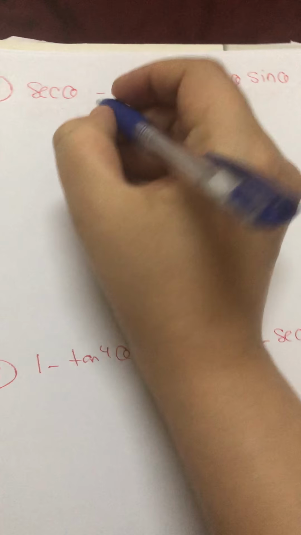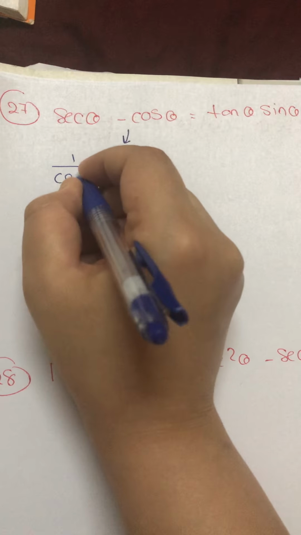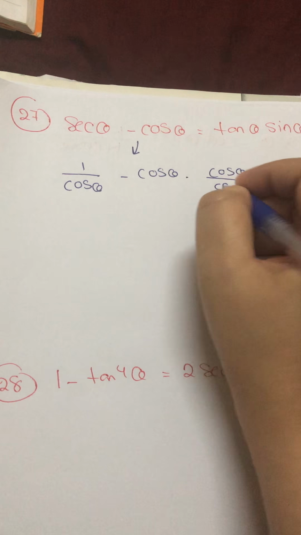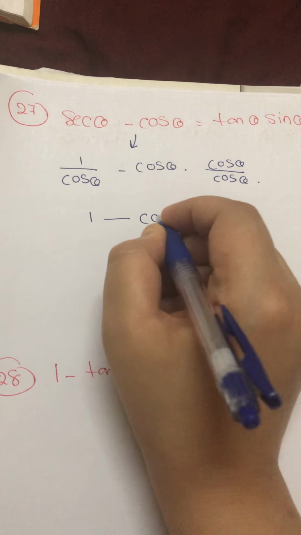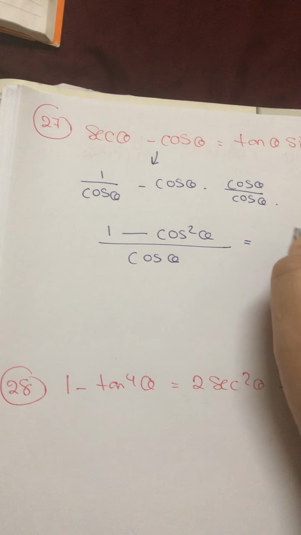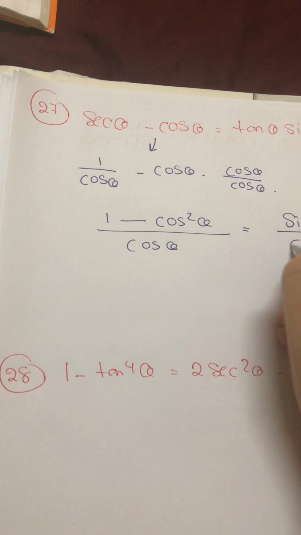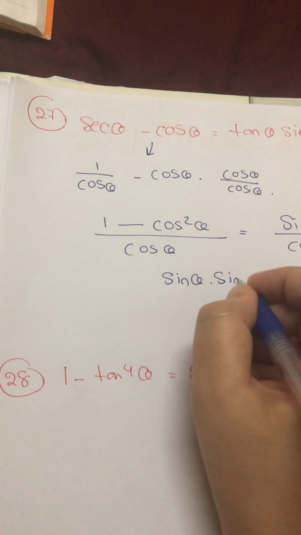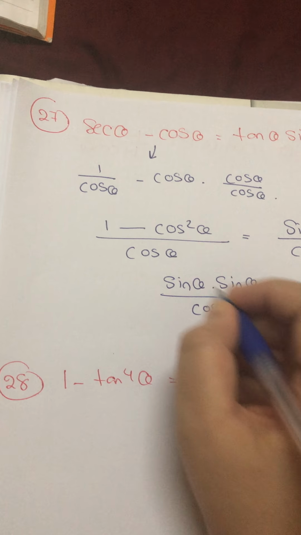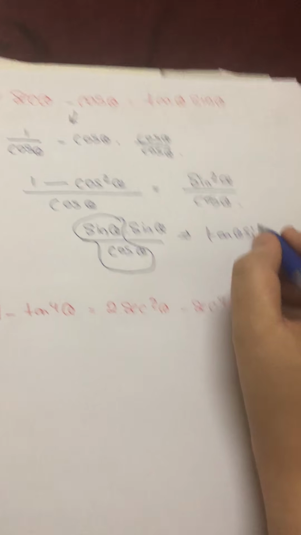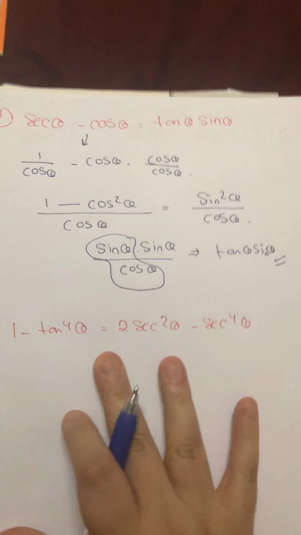27. If I work on this side, I'm gonna get 1 over cosine theta minus cosine theta. Here, multiplied by cosine theta over cosine theta to make the denominators equal. 1 minus cosine squared theta over cosine theta. 1 minus cosine squared theta is sine squared theta over cosine theta. I would think sine theta times sine theta over cosine theta. And this piece is equal to tan theta. Here's the answer.